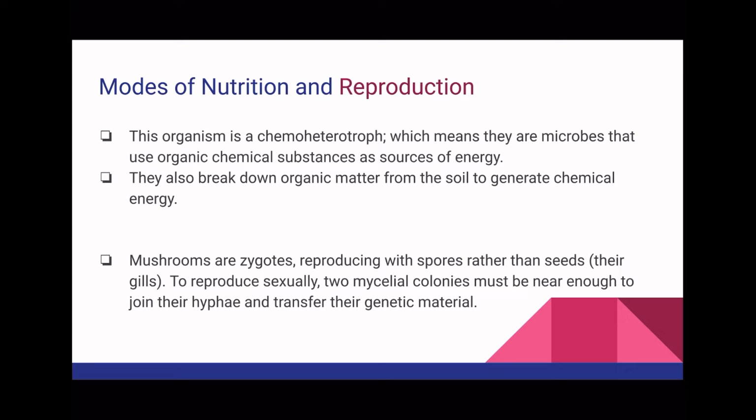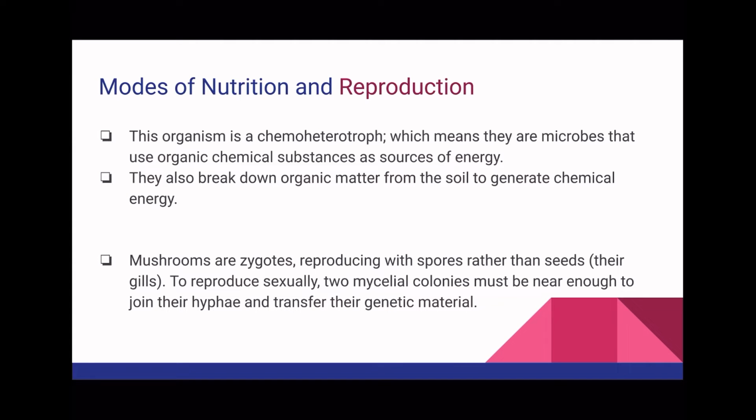Modes of nutrition and reproduction. This organism is a chemoheterotroph, which means it uses organic chemical substances as a source of energy. They also break down organic matter from the soil to generate chemical energy. Mushrooms reproduce with spores rather than seeds, which are found on their gills.